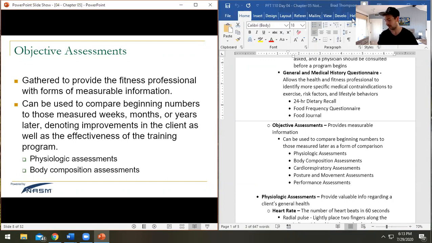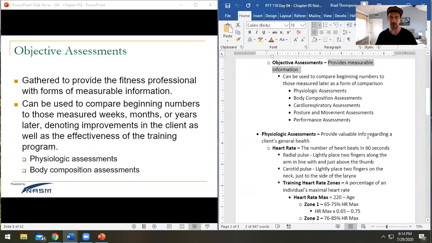And you know me, I tend to be a pretty number-based person. I kind of like having the hard data. But again, I want to make it very clear, that doesn't mean it's necessarily more important than the subjective stuff. But your objective information is going to be measurable information. This is typically number-based information.